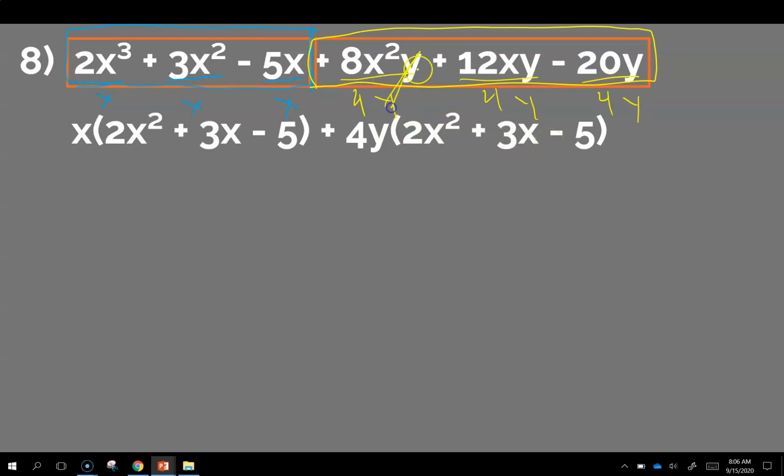Okay, so here the y's canceled, here the y's canceled, here the y's canceled. 8 divided by 4 is 2, the x squared is still here. 12 divided by 4 is 3, the x is still here. Negative 20 divided by 4 gives me negative 5. Okay, so just like last time, my parentheses match. How nice is that? 2x squared plus 3x minus 5, 2x squared plus 3x minus 5. That's my first factor. And my second factor is going to be what got taken out, so the x plus 4y.